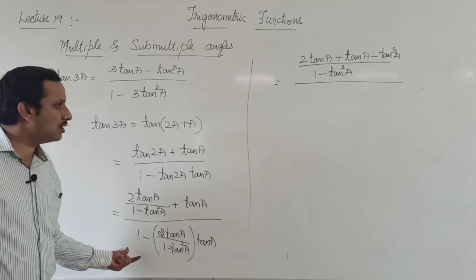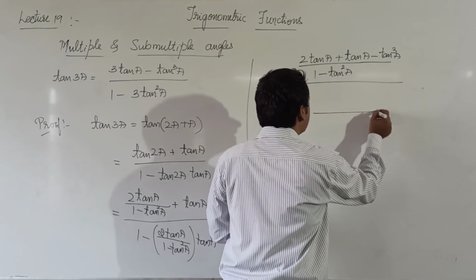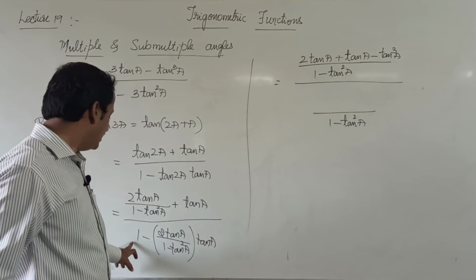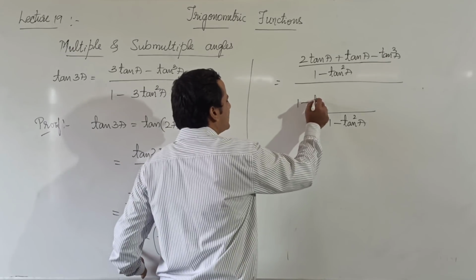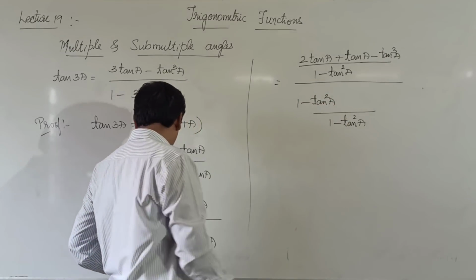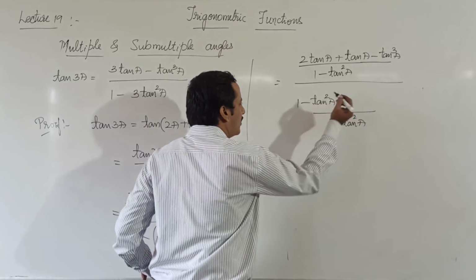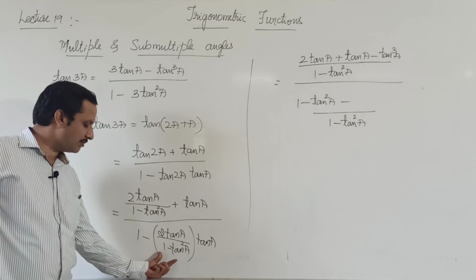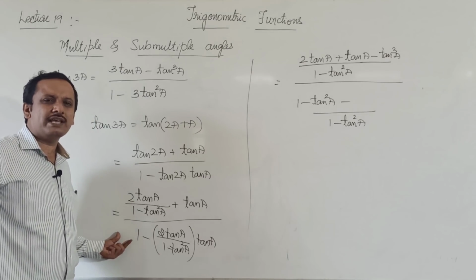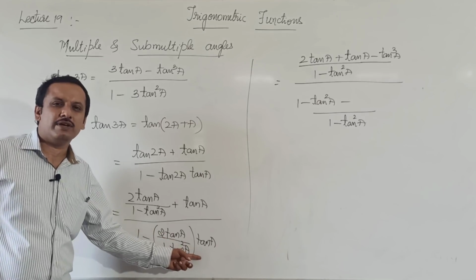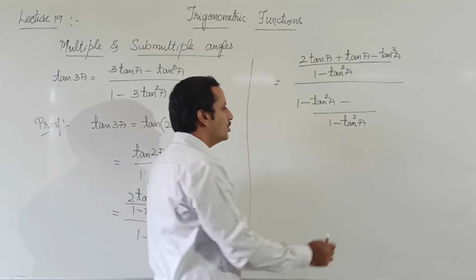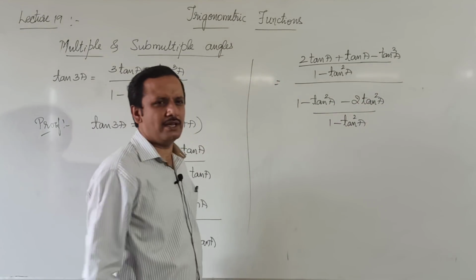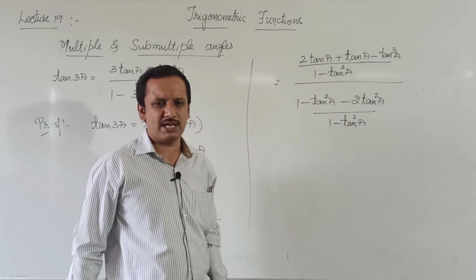In the denominator also, 1 minus tan square A is the LCM. Then in the numerator here, it will become 1 minus tan square A minus 2 tan A into tan A. The LCM is 1 minus tan square A, so this 1 minus tan square A will come here. 2 tan A into tan A is 2 tan square A. So here this 1 minus tan square A gets cancelled.